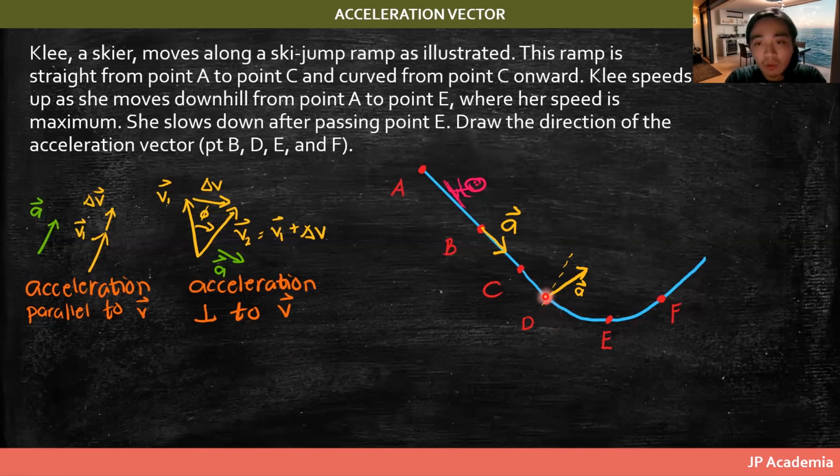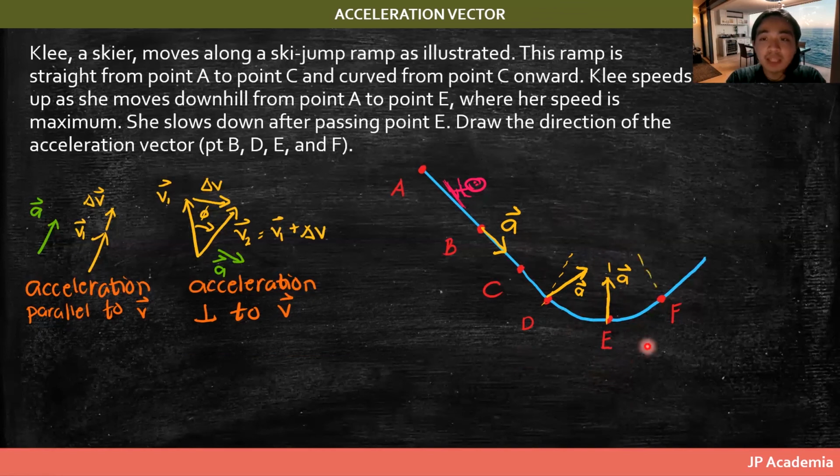That's why itong angle na to, or I should say, itong vector A na to, acceleration vector, ay nasa unahan nitong normal imaginary line na to. Okay? So at point E, ang sabi, her speed is maximum, and therefore, we can draw here na yung acceleration vector mo ay parallel lang doon sa, or I should say, align doon sa perpendicular na line na broken line na to, which is the imaginary perpendicular line relative to your point E.